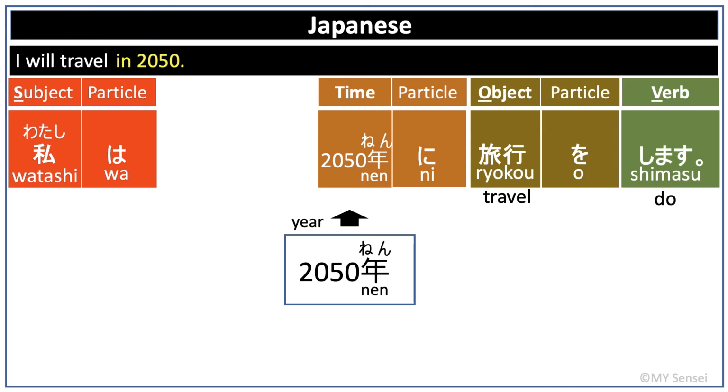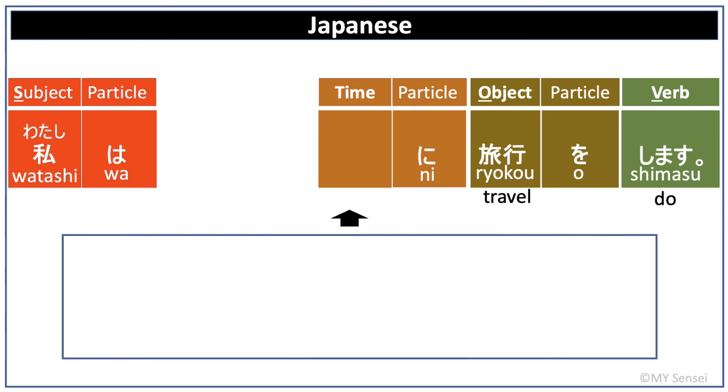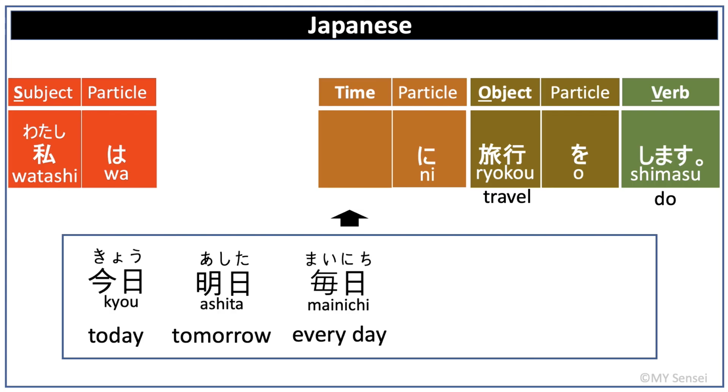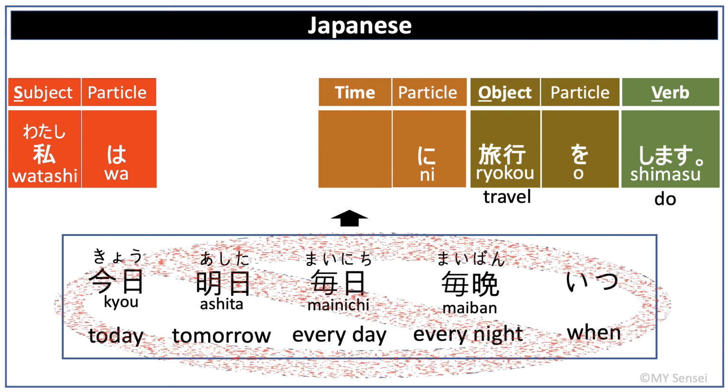As you probably have observed, many time words, big or small, can be used right here before ni. While there are many time words that we can use in front of ni, words like 今日、明日、毎日、毎晩 and いつ cannot be used in front of ni.